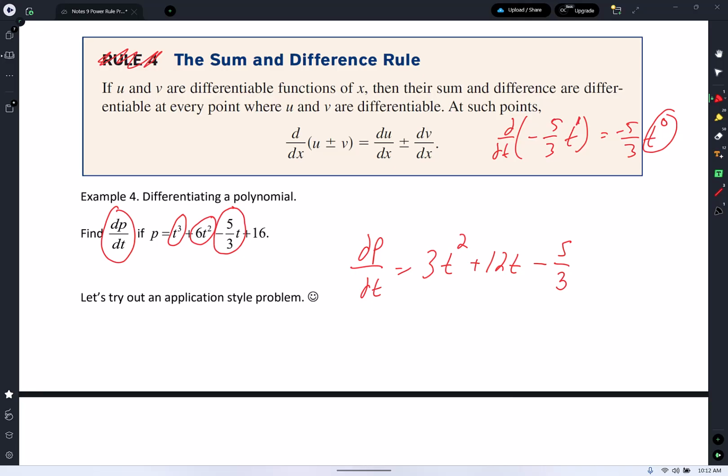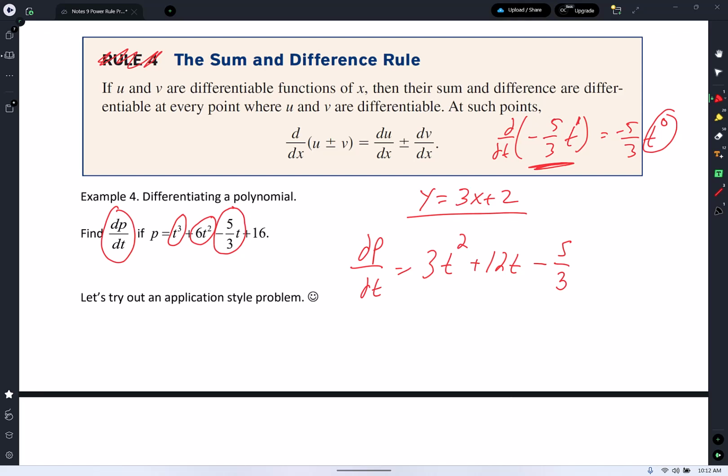I'm just showing it because I want you guys to see it. I always just like to think of this as a linear term. A linear term has a constant rate of change. What do I mean by linear term? 3x plus 2. This is a linear line. My slope is always 3. Derivative means slope.